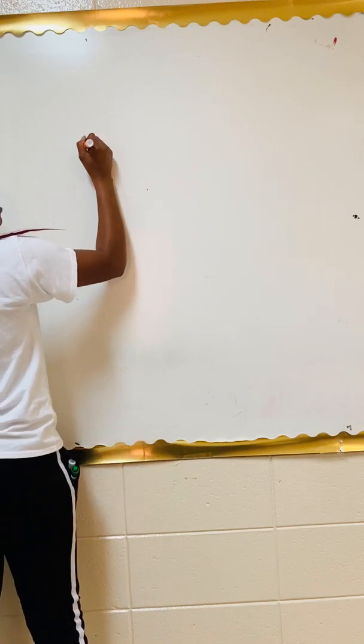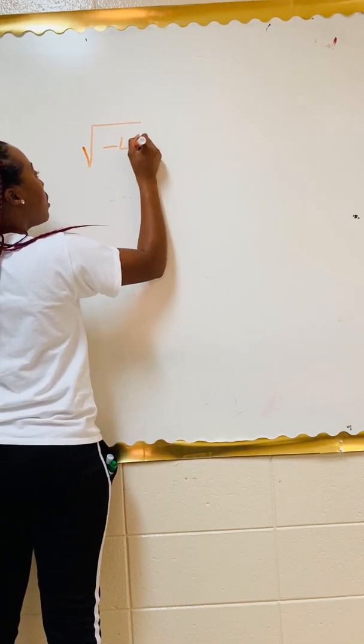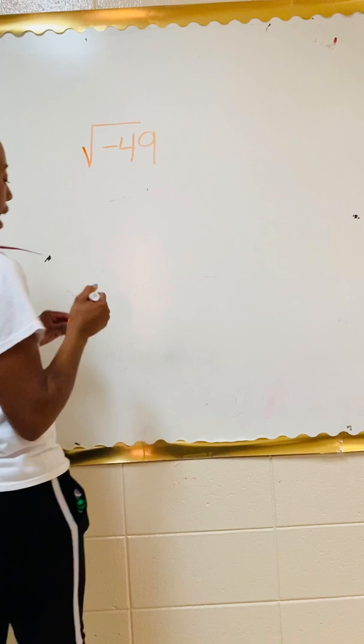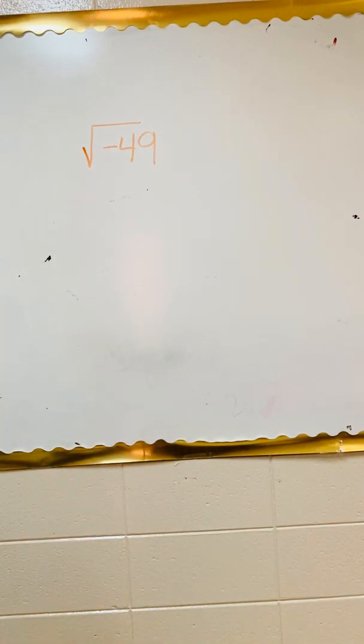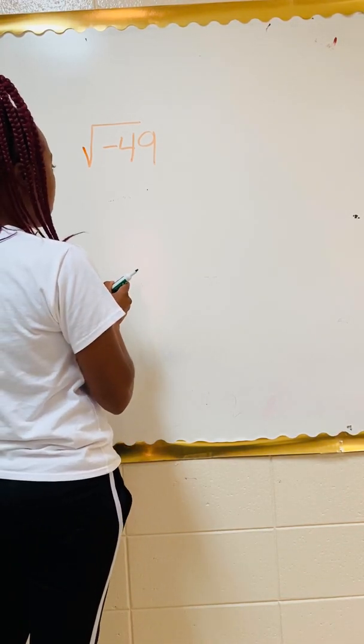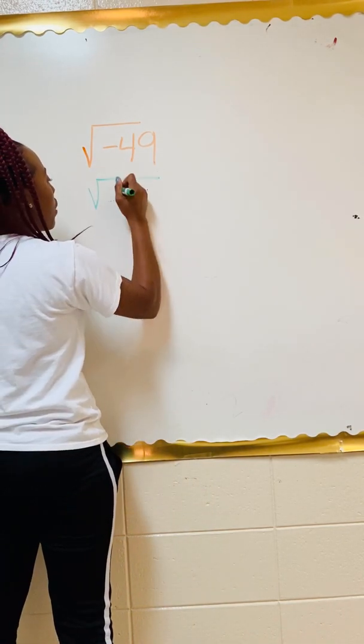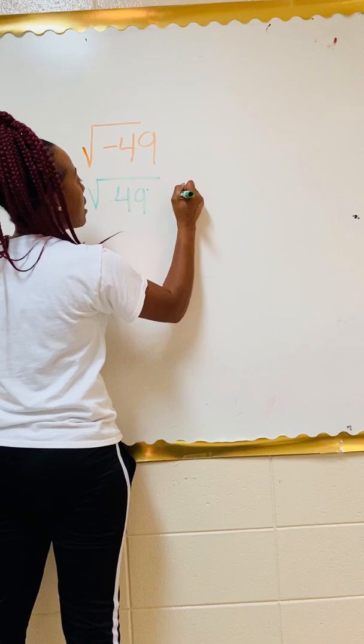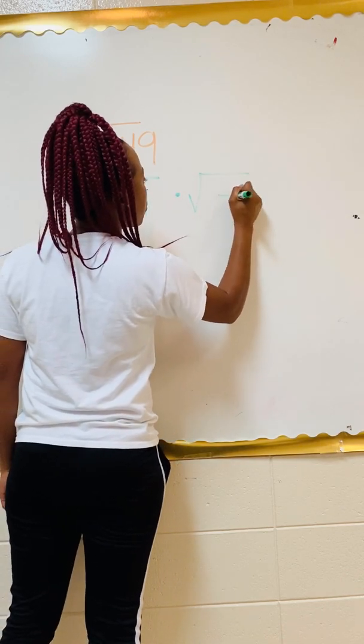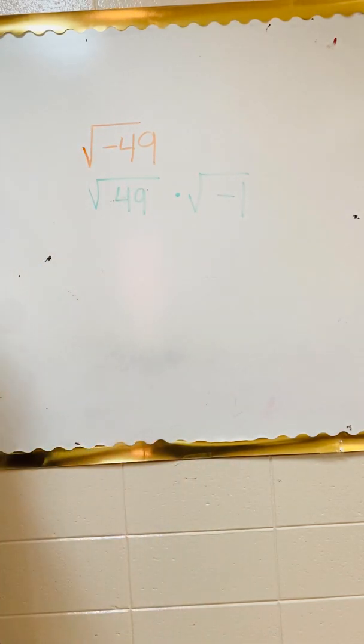The square root of negative 49. All right. So the square root of negative 49 is an imaginary number or a complex number, something we have been covering in class. So what you want to do is rewrite this problem. You're going to take the opposite of this negative number and do the principal root of a positive 49 times the principal square root of a negative 1.